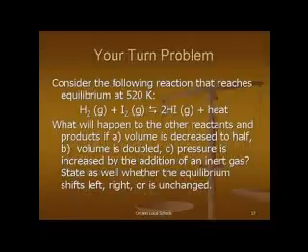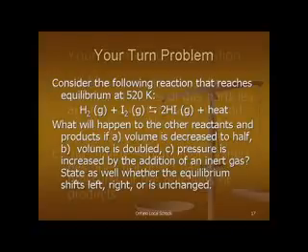Let's try a your turn problem here. Consider the following reaction that reaches equilibrium at 520 Kelvin. H2 gas plus I2 gas yields 2HI gas plus heat. What will happen to the other reactants and products if A, the volume is decreased to half, B, the volume is doubled, C, the pressure is increased by the addition of an inert gas? State as well whether the equilibrium shifts left, right, or is unchanged. So if you will pause the podcast, write down your answer, and come back and we'll see how you did.